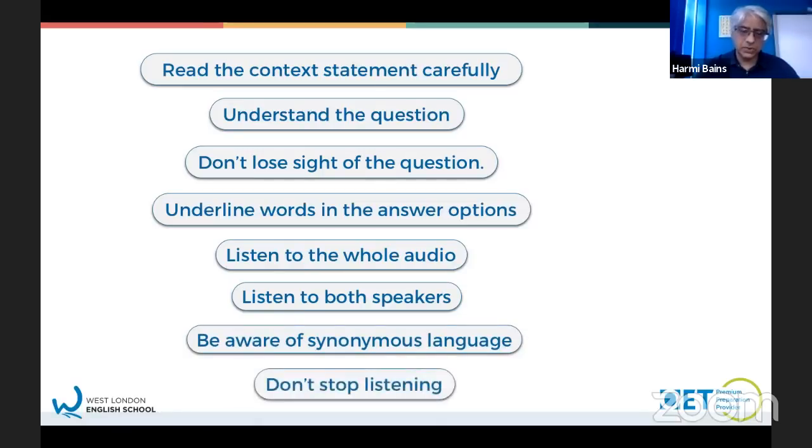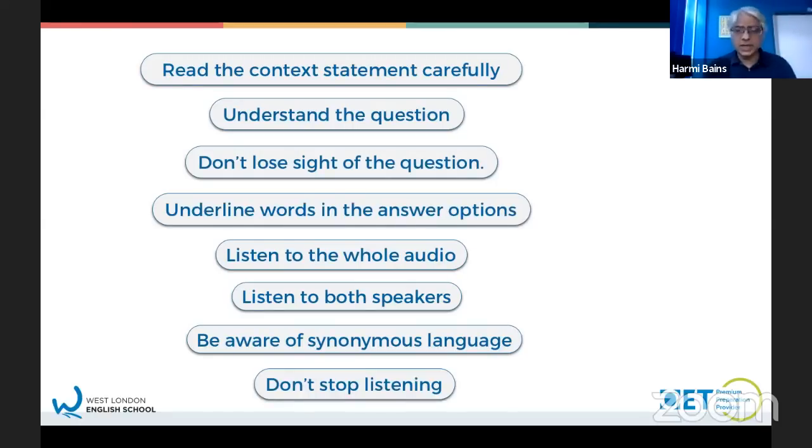And important, don't stop listening. You only have one chance to listen. So it's important you don't stop listening. Don't become too focused on your question paper, because if you stop listening, it's really hard to pick the listening up again. So just keep listening. You only have one chance, and it's really important to focus.